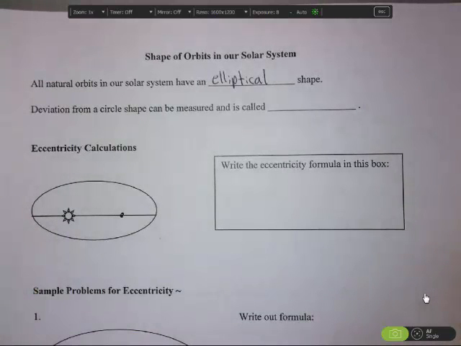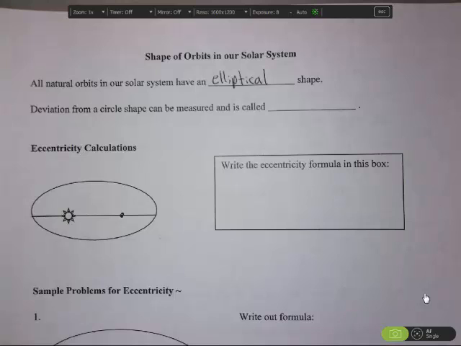Now, deviation from a circle shape can be measured and is called, let me explain why we do this. If you think about it, guys, I've got my hula hoop up here. What's the shape of the hula hoop? Is it a perfect circle? No. It's a little bit off. What's happening right now to its ellipticalness? Is it more or less elliptical? It's more elliptical.